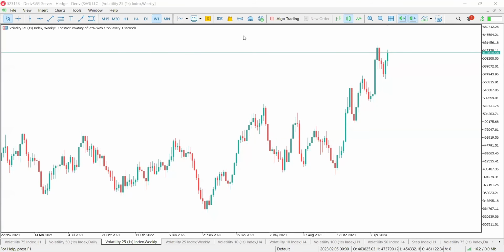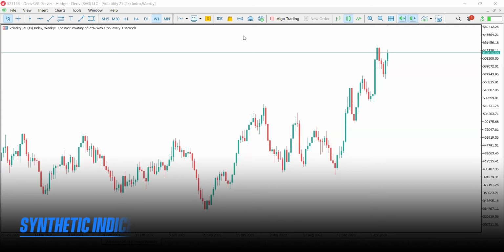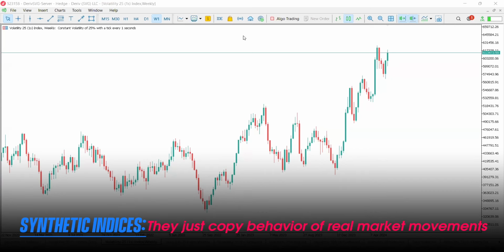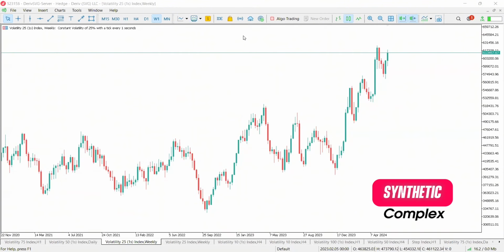Synthetic indices are becoming popular, but do you actually understand what they are? Let's start with that. Synthetics just copy the behavior of real market movements. They're not actually real market movements. Just to take you back slightly, the word synthetic means complex, and complex, for those of you who know mathematics, means something that is imaginary. It does not exist in the real world, but copies the behavior of real world movements. So that's why we call them synthetic.